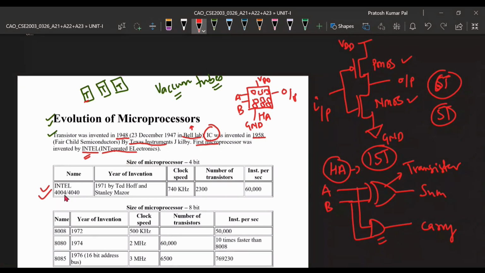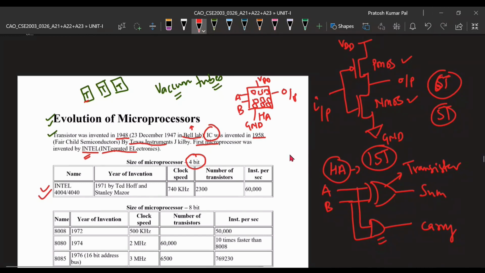This 4004 indicates that it is a 4-bit microprocessor. So what is the meaning of a 4-bit microprocessor? Yes, anyone? So it can take 4 inputs at a time, also 4 commands at a time. Okay, anyone else? It deals with 4-digit binary. Okay.